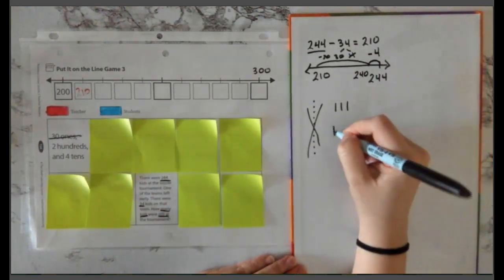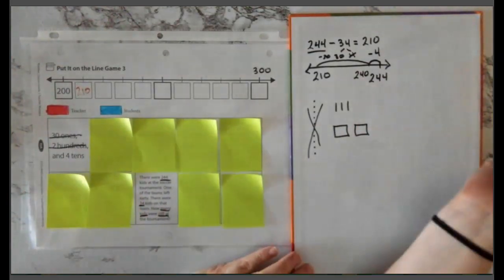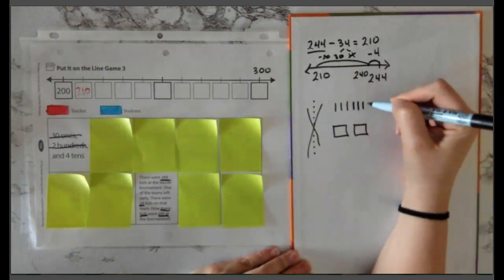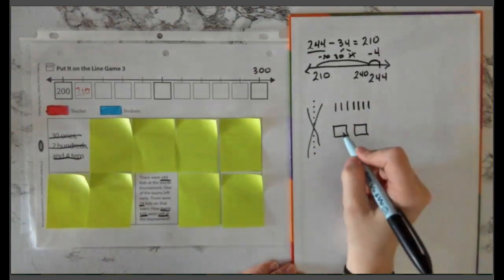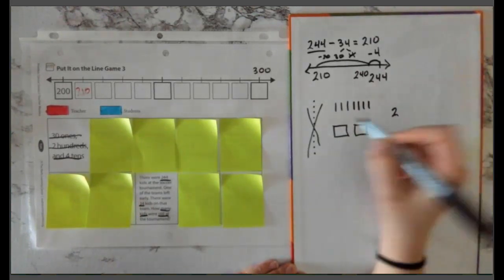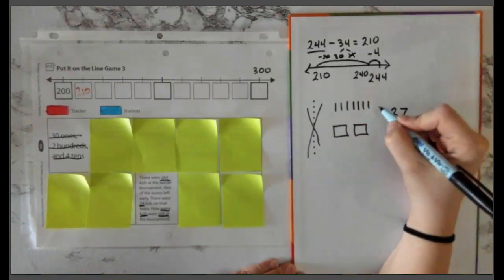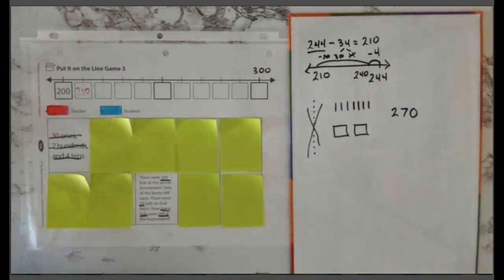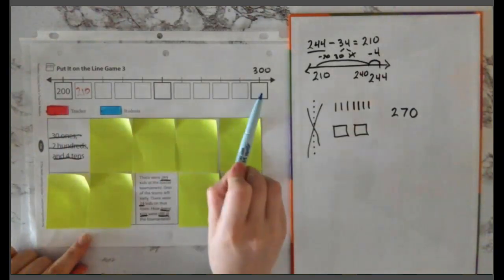I also need 2 hundreds and 4 more tens. I'm going to put them up by the ten I already have. 1, 2, 3, 4. Now let's count what we have all together. We have 2 hundreds, and 1, 2, 3, 4, 5, 6, 7 tens. We don't have any ones, so I'll put a 0 for 270. Where should we put 270 on our line? Should it be closer to 200 or closer to 300?